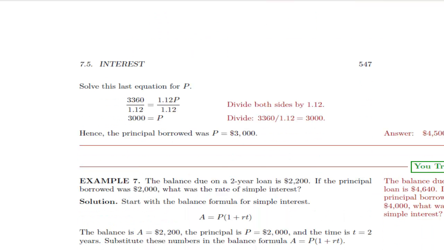Solve this last equation for P by dividing both sides by 1.12. On the right, 1.12 times P divided by 1.12 is P, and on the left, 3,360 divided by 1.12 is 3,000. Hence, the principal borrowed was P equals $3,000.